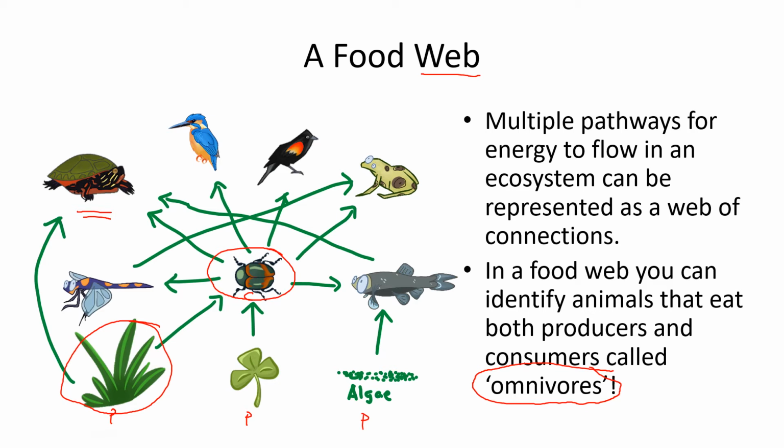Same with this fish here, right? You see the fish consumes some algae, but it also eats some bugs when it can, and that makes the fish an omnivore as well. So with the food web, you can identify omnivores.